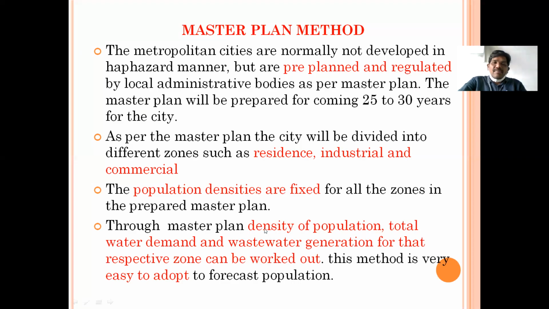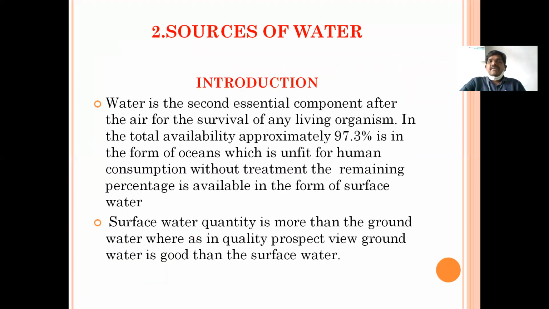That's what I mentioned here. Through the master plan, density of population, total water demand and wastewater generation for that respective zone can be worked out, because the zone is already defined with respect to population and water demand before it started development. Once the zone is filled up, we have the possible capacity of population, and once we conclude that this area is filled up, as per the master plan, the next area will start to be initiated for development.